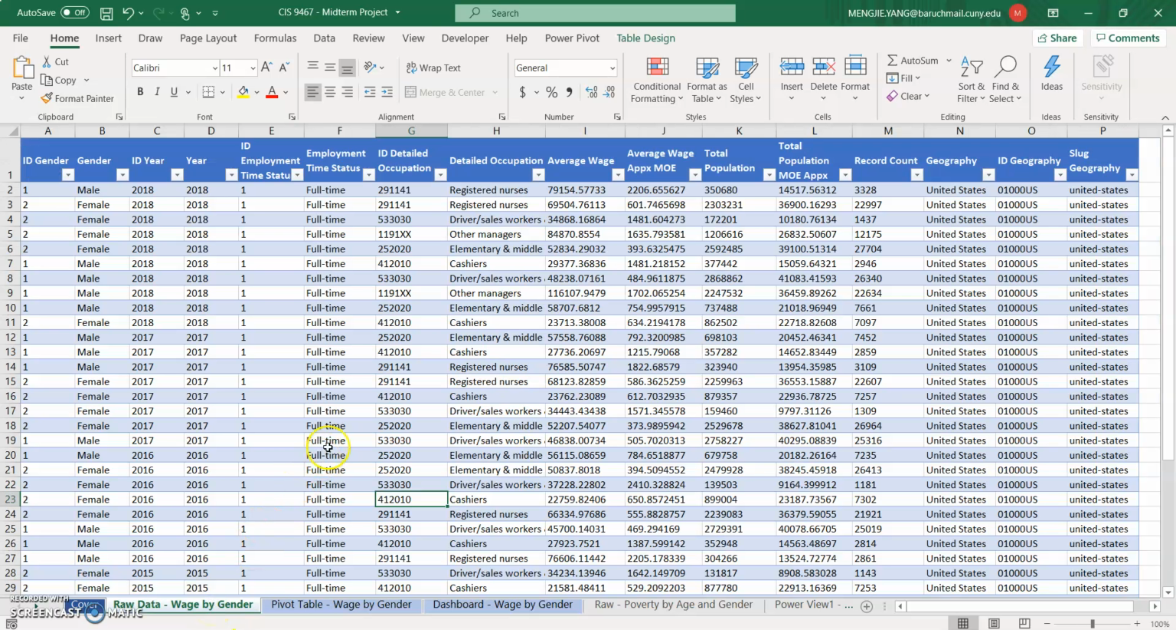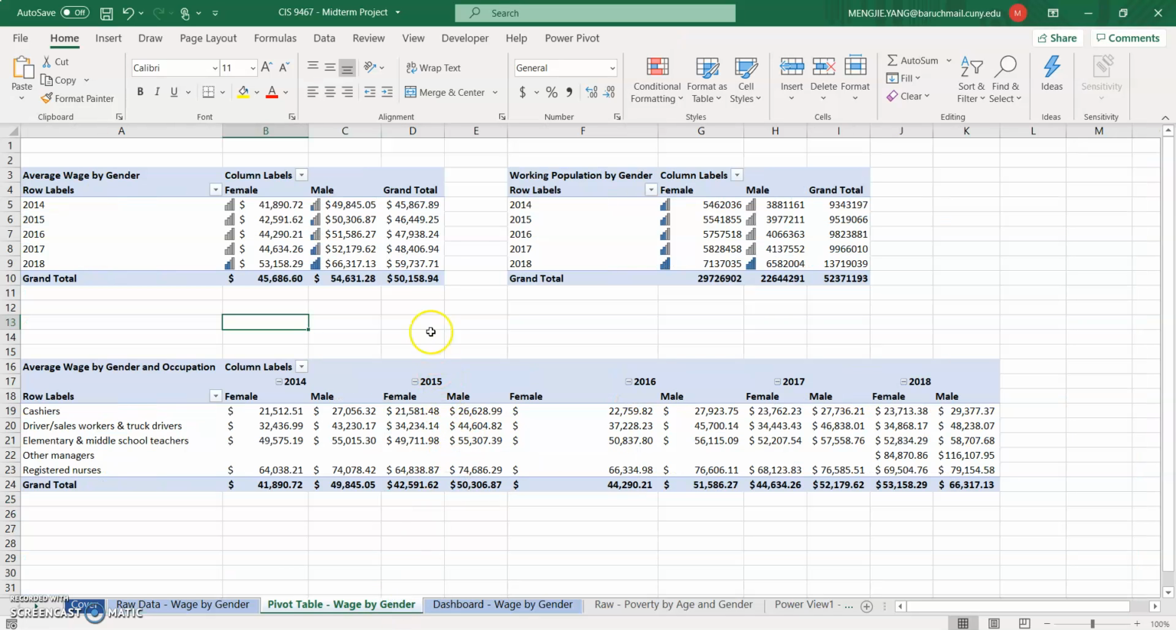As I started my analysis for the first dataset, Wage by Gender in Common Jobs, I created three pivot tables which respectively display the average wages of females and males from 2014 to 2018, the number of working females and males from 2014 to 2018, and the average wages that females and males earn for 5 common occupations from 2014 to 2018. As you can see from these key performance indicators in these two tables, the average wages and working population for both females and males have been increasing in the past few years.